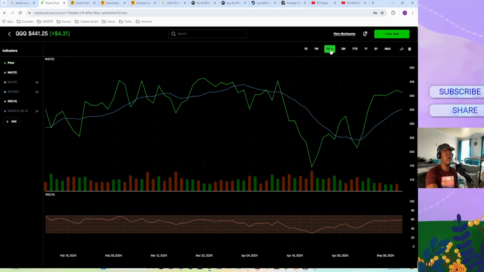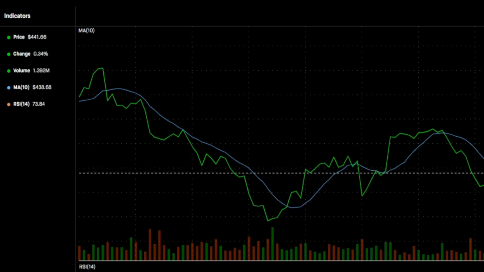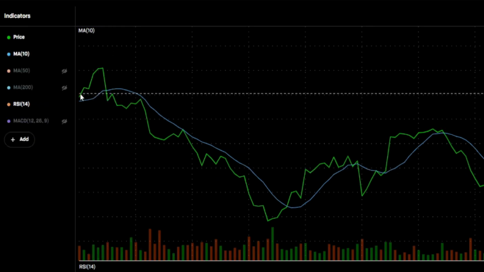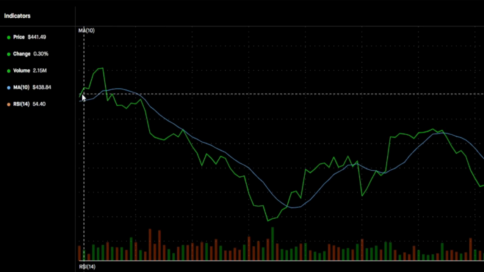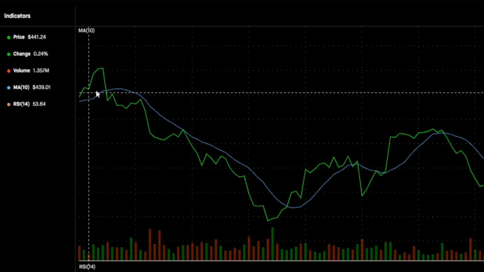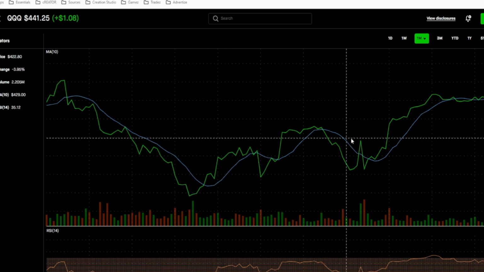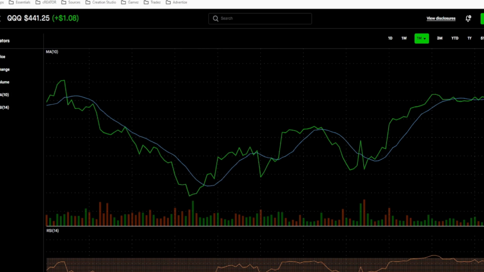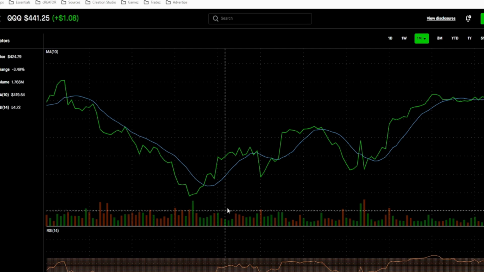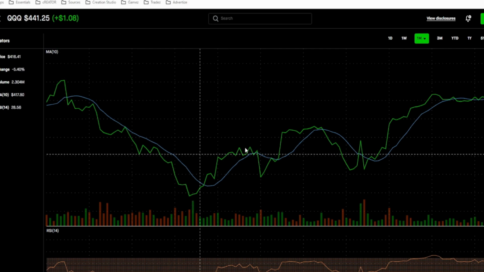Now let's take a look at the same share for about 1 month ago. We had QQQ at 441. About a week ago, it dropped all the way down to 414, on February the 19th, and then it rose up all the way to 441. So it has been moving up and down. This is a whole month's graph.